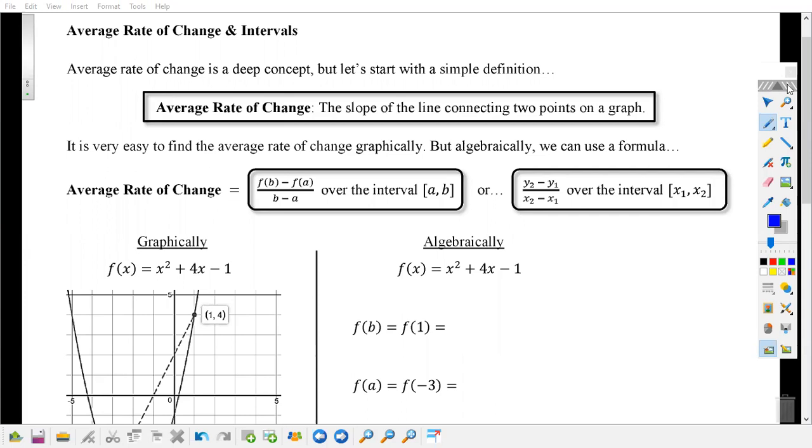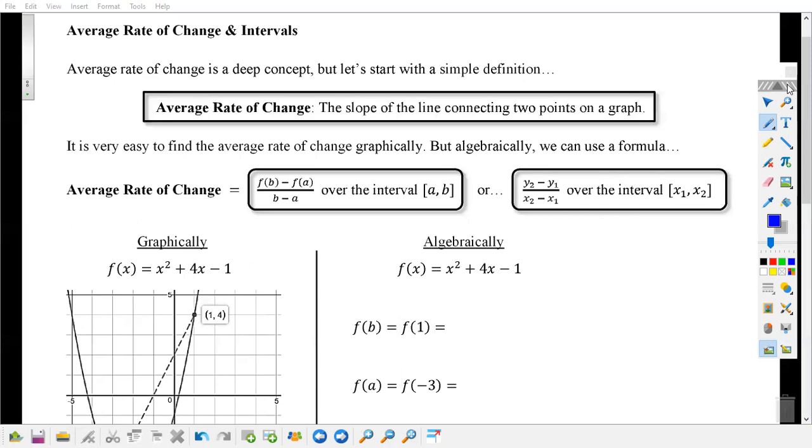It is a really deep concept. You're going to be using this in Algebra 2, pre-cal, calculus, and it just gets a little more expanded each course, okay? But let's start with a simple definition. Average rate of change is the slope of a line connecting 2 points on a graph. Do y'all remember that from Algebra 1? It's just the slope of the line connecting 2 points on a graph. Your rise over run, okay? It is very easy to find the average rate of change graphically, but algebraically, we can use a formula, okay?